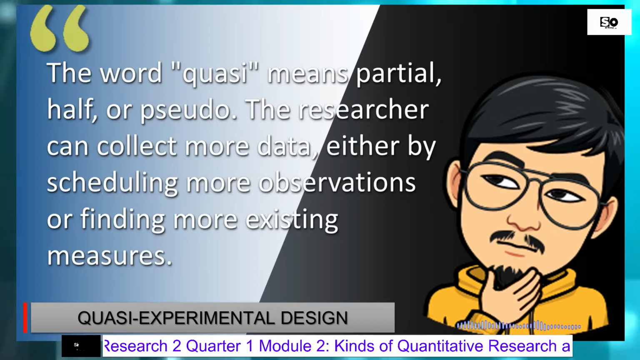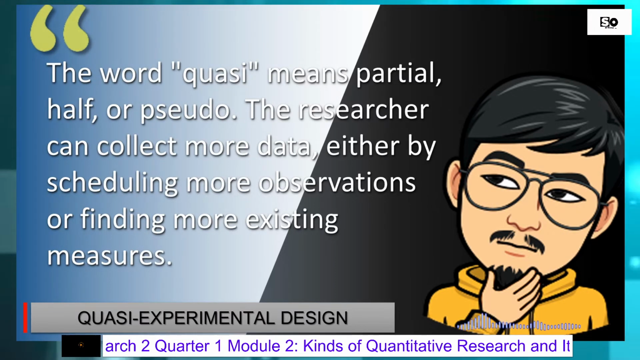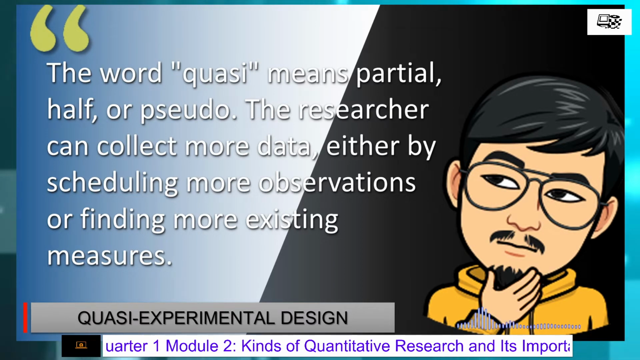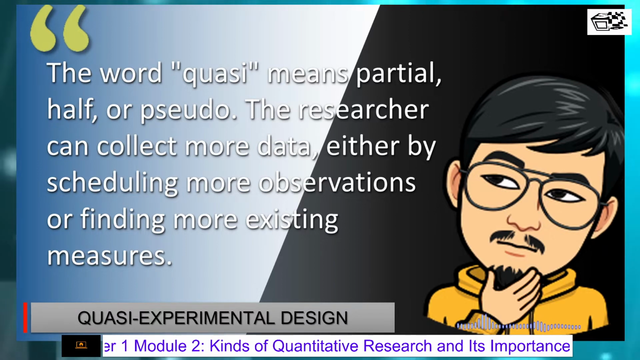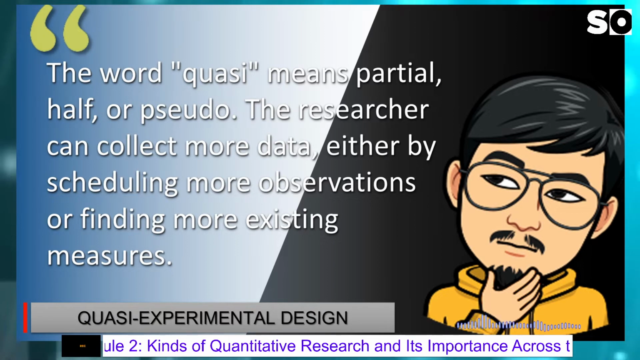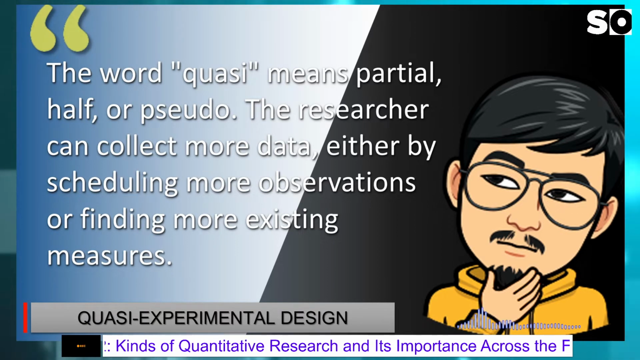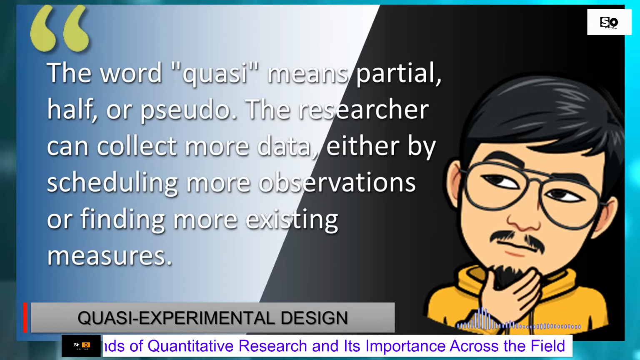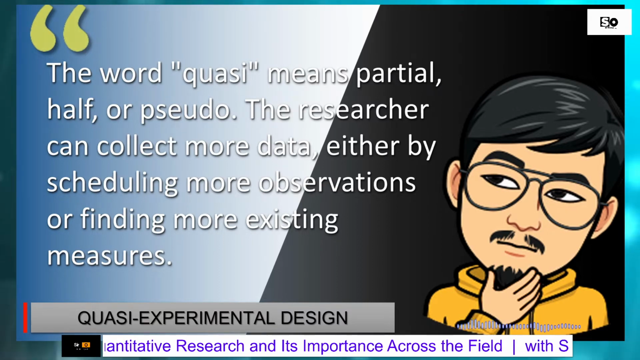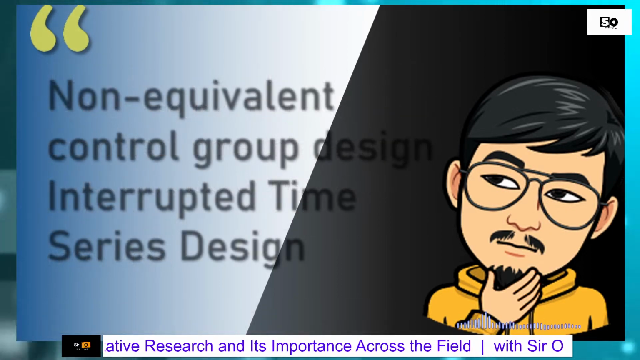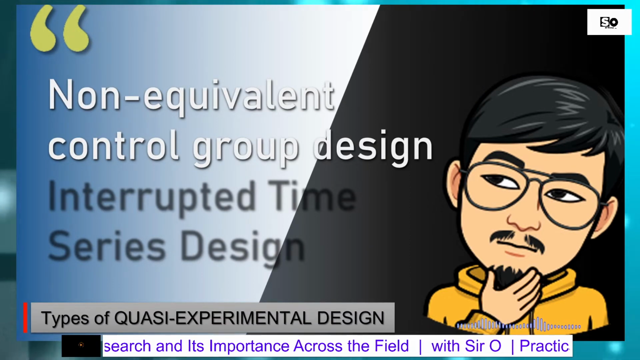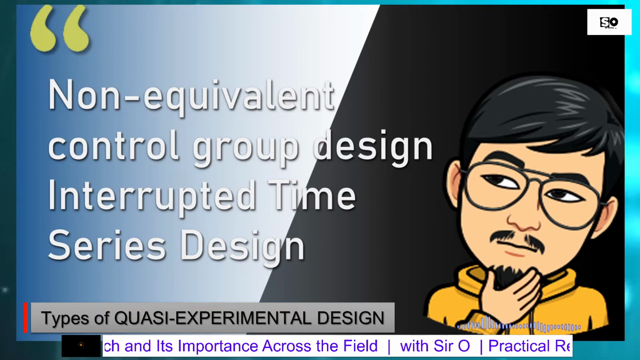Quasi-experimental design. The word quasi means partial, half, or pseudo. The researcher can collect more data either by scheduling more observations or finding more existing measures. The word quasi ay nangangahulugang bahagi, kalahati, o pseudo. Maaaring mangolekta ng mas maraming data ang mananaliksik either by scheduling more observations or finding more existing measures. Types of quasi-experimental design: non-equivalent control group design and interrupted time series design.